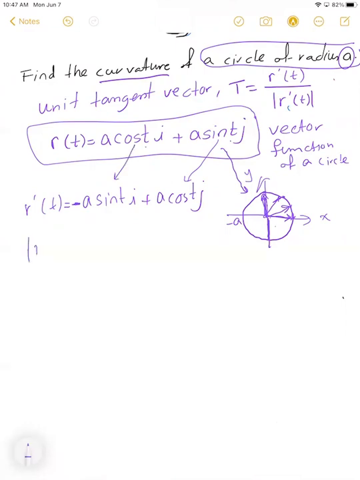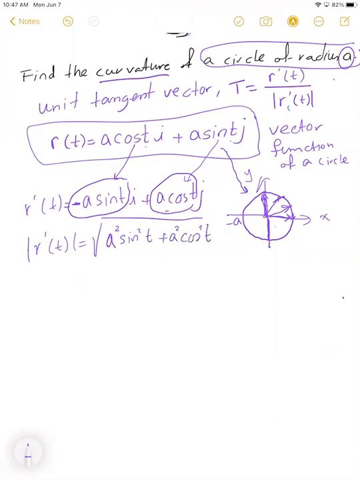And then we find its magnitude. The magnitude is: we take that component squared plus that component squared. So we get minus a squared, which is going to be positive a squared sine squared, and then we square this one, a squared cosine squared. If I factor a squared out from under the radical from these two terms, this is what I will get. And sine squared plus cosine squared is equal to 1. A squared times 1 is just going to be a squared, which is a. So that's the magnitude of r prime of t.